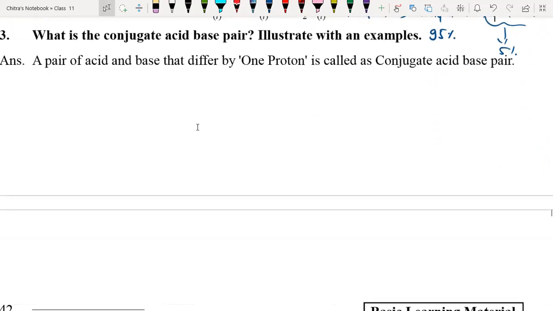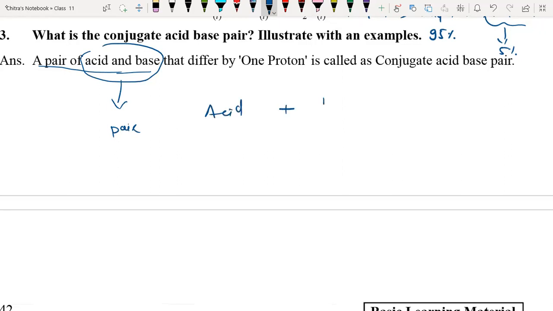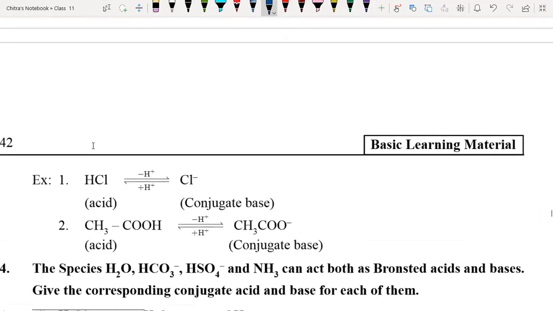Okay. Now we are going to understand the next concept, which is the conjugate acid base pair. Again, it is an important part. A pair of acid and base that differ by only one proton are called an acid base pair. Only the difference of one proton makes them an acid base pair.